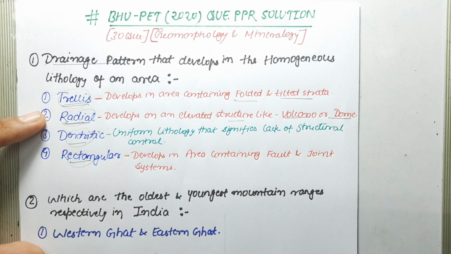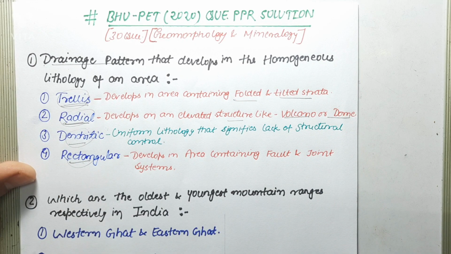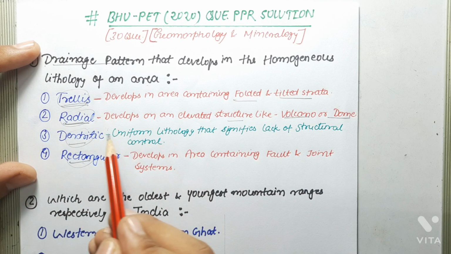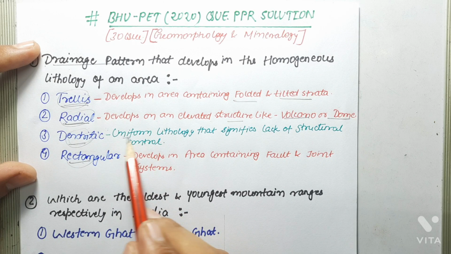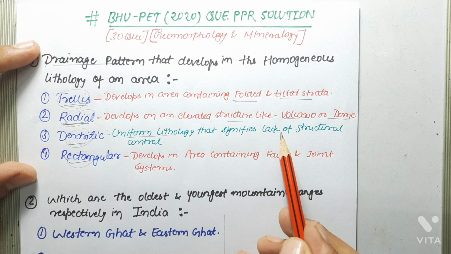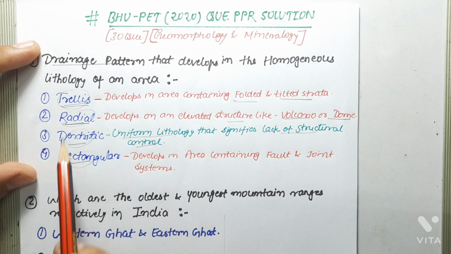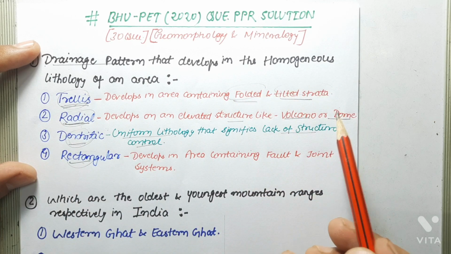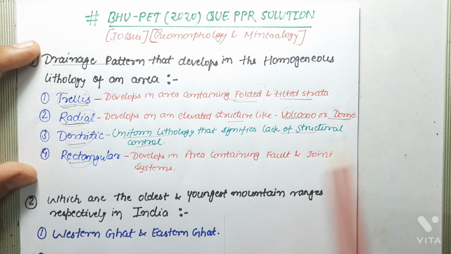Next is dendritic drainage pattern. Dendritic means an irregular T-branch shaped pattern, and this pattern develops in a terrain which has uniform lithology and where faulting and jointing are insignificant. That is, the dendritic pattern forms in the area where there is uniform lithology, and that signifies lack of structural control. While if you see radial and trellis drainage patterns, there is presence of folded and tilted strata, there is presence of dome, volcano, but in dendritic pattern, the area is of uniform lithology.